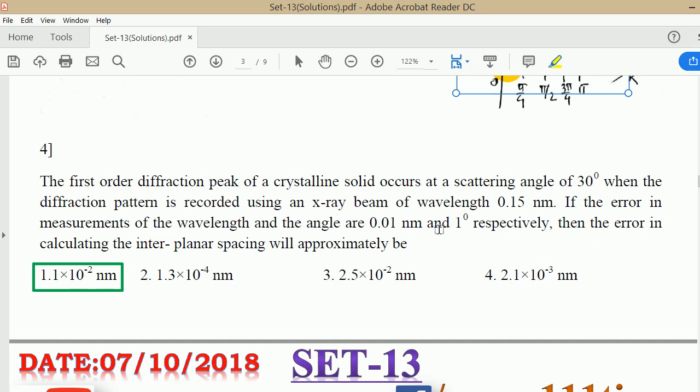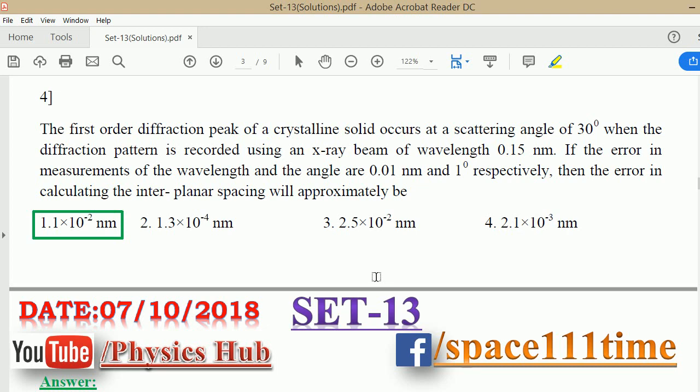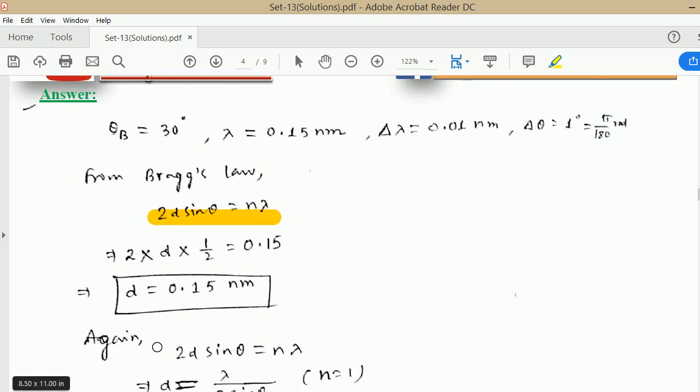So what is the question asking? They have given the error in measurements of the wavelength and angle, and you have to find out the error corresponding to interplanar spacing. First of all we have to know the interplanar spacing, then we can calculate the error. From Bragg's law we get this relationship, and from here we get d equals 0.15 nanometer.